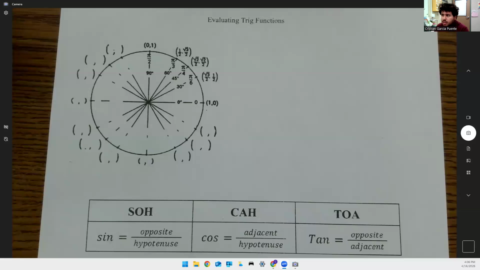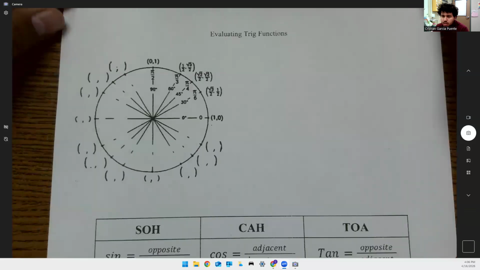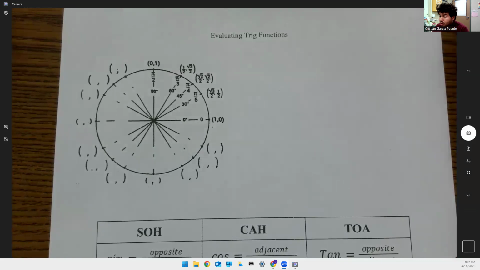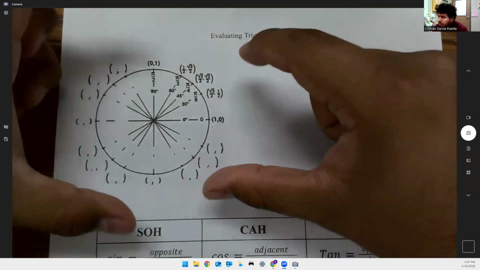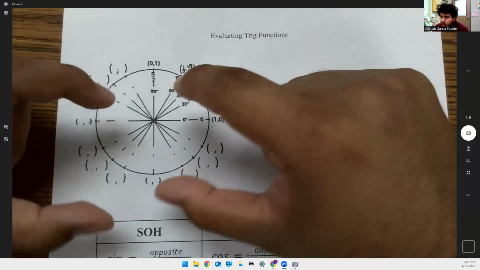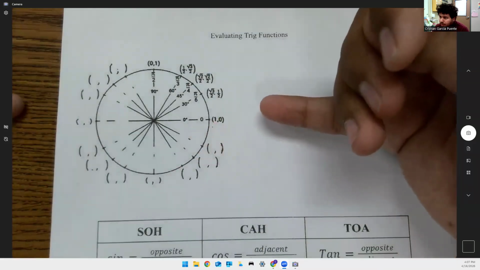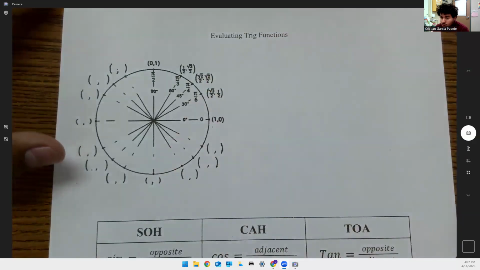All right, you should be seeing my screen right now. So we're doing the evaluating trig function notes. For evaluating trig functions, it's super important. First things first, this unit circle that's given is not fully filled out, but this is all you really need. To do well on this test, this is the only thing they're gonna give you. But you don't need to have the rest, because the only two other pieces of information you'll need are the following.